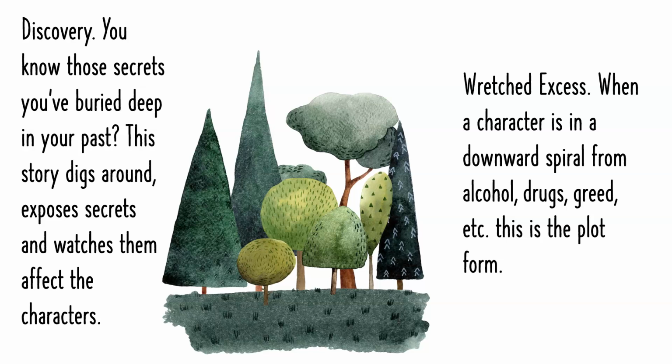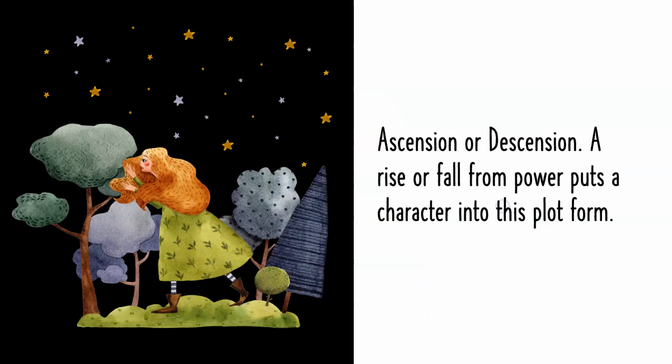Wretched excess, when a character is in a downward spiral from alcohol, drugs, greed, etc. This is the plot form. Ascension or descension, so it's a similar idea. A rise or fall from power puts a character into this plot form. So those are all different ideas that might help you think of what kind of story you're going to tell.